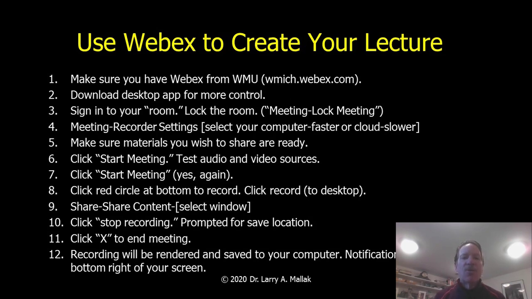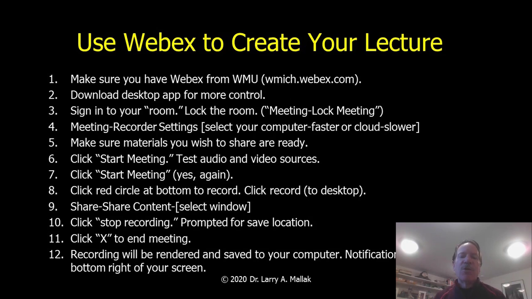You want to know where to have that file saved, so you would go Meeting, Recorder Settings, and then select your computer, which would be faster, or you could save it to the cloud, which is slower, but then it doesn't fill up your hard drive with the files.